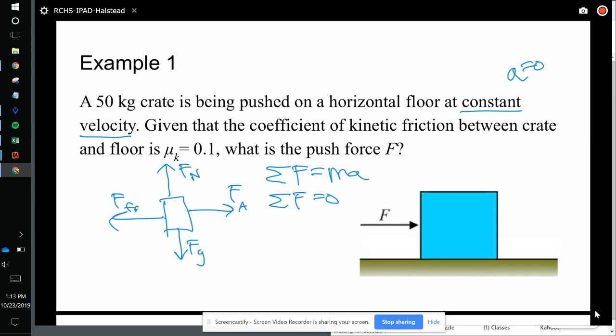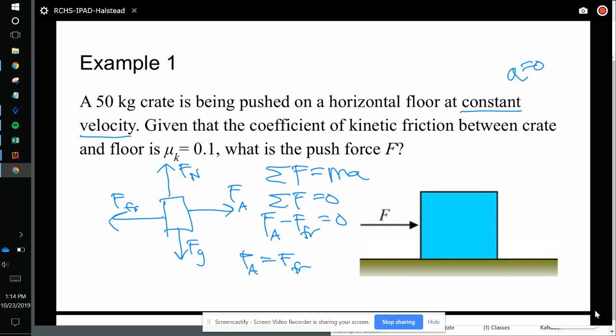Because of that, we know that our forces are balanced, which means applied force is equal to friction force. In terms of equations, we can say F applied minus F friction equals 0. So adding force of friction to both sides, we get the applied force is equal to the friction force. So we want to know what that applied force is.